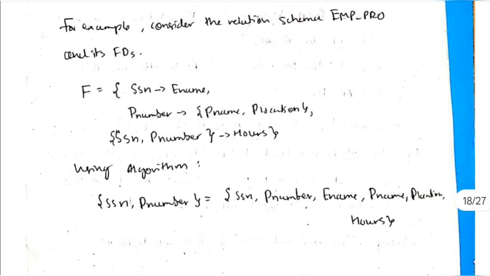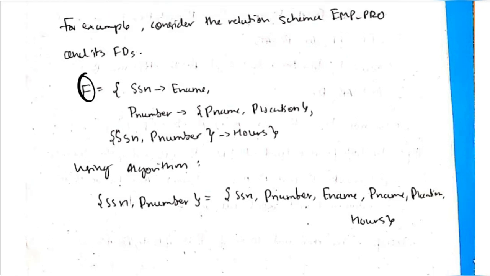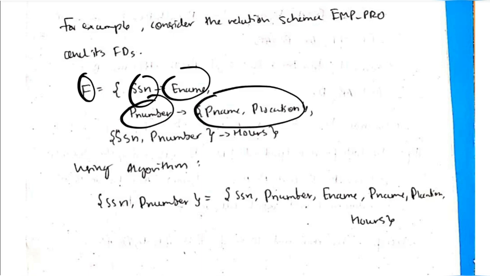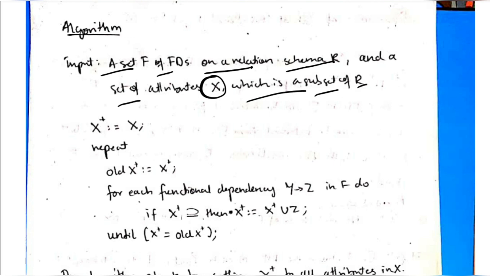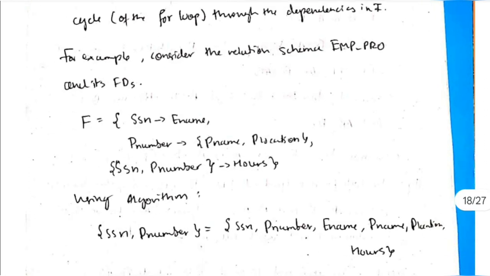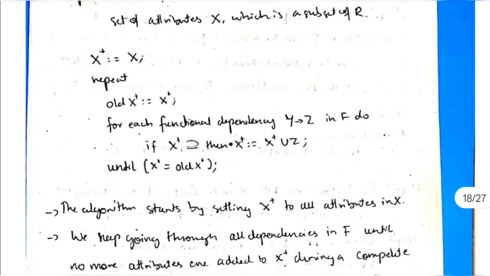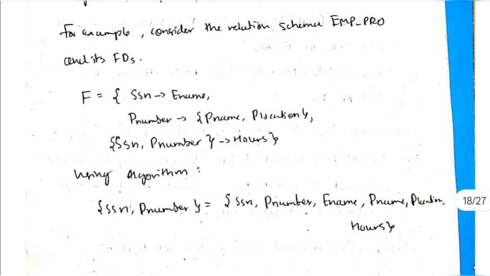Suppose that we have F equal to SSN determines E name, P number determines P name and P location. Firstly, in this algorithm we have a set F of FDs on a relation schema R, and a set of attributes X which is a subset of R. R is a set which has all these things, SSN, E name and all, and X is a subset of it. So X is each of these: here is one X, another X and another X.